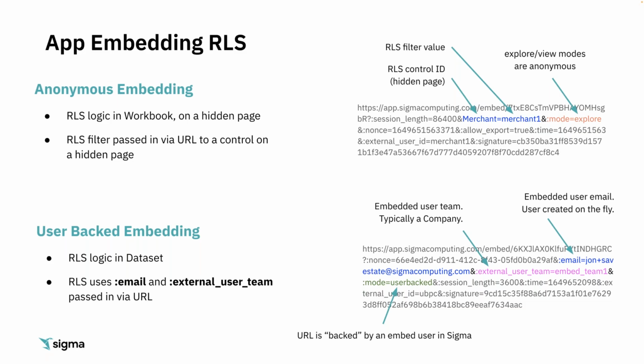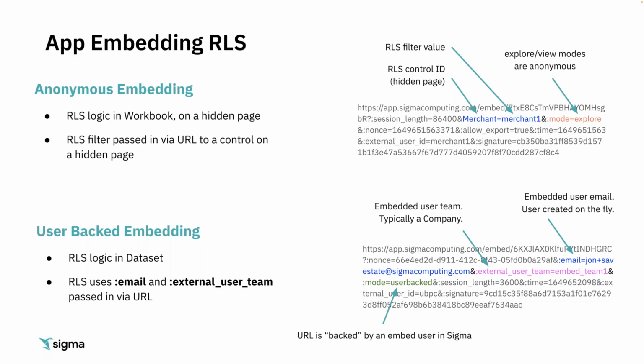So in this example, for user-backed embedding, we have this mode equals user-backed, which tells Sigma that this is a user-backed embed. And once you do that, you are required to have an email and an external user team. So this says who's the user, we'll create on the fly if they don't exist, and what team they belong to. The team is typically like a company that you would have in there. And this is what drives the security mechanism.